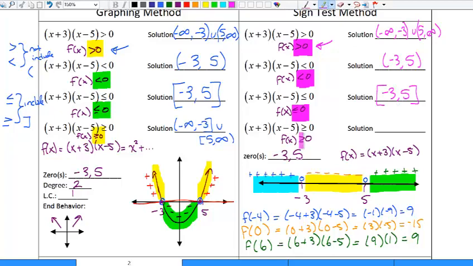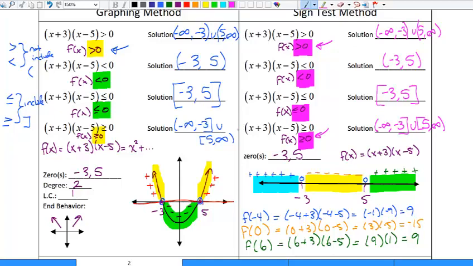And then the next one is, where is f of x greater than or equal to 0? So that's all the positive sections. So we have 2 of those positive sections. So I start at -infinity to -3. Include my endpoint this time because it's or equal to. Union bracket 5 to infinity.